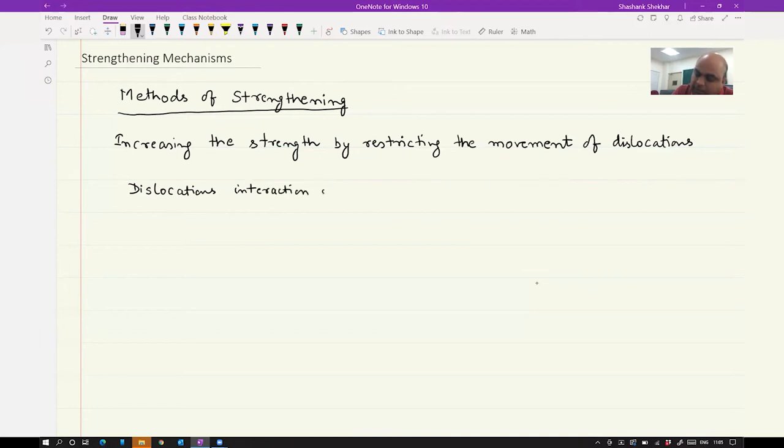So you have dislocation interaction with different microstructural features, and the first is other dislocations. Okay. So dislocations can interact with other dislocations. Now in the given system, you can also have grain boundaries. So dislocations can interact with grain boundaries.